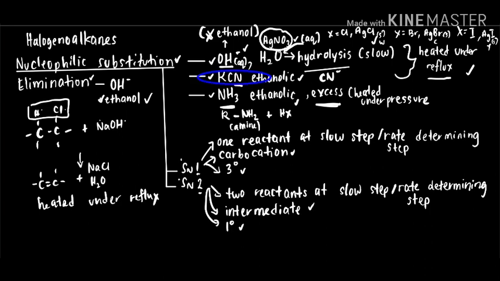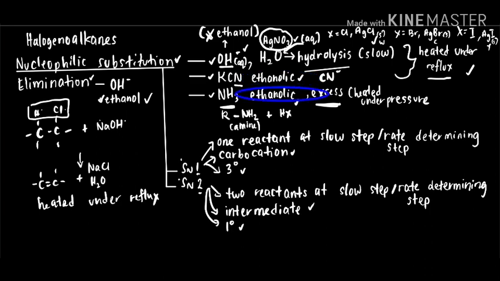Now the second reaction is the reaction with KCN. The reaction with KCN is going to be ethanolic, which means in the presence of ethanol, the presence of alcohol. Do remember our first reaction does not have ethanol. It's just sodium hydroxide aqueous. But KCN must be in ethanol. Even the third reaction, ammonia, must be in ethanol as well.